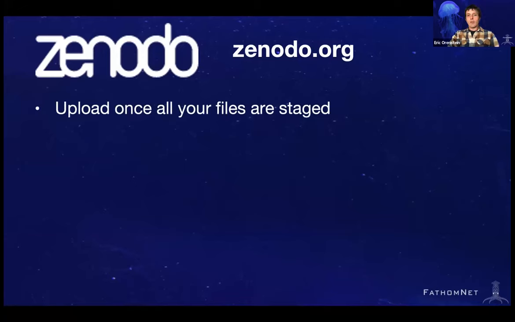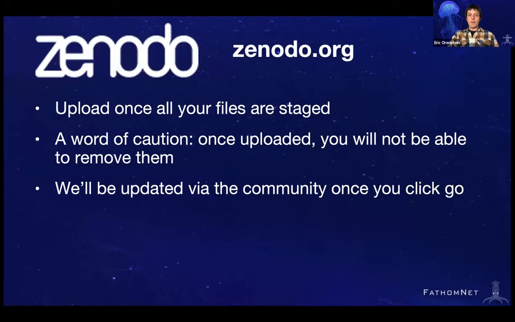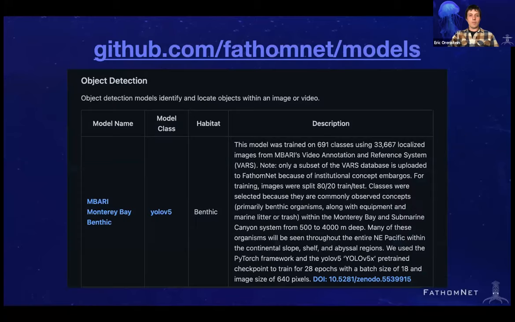So once you have all your files staged, you can go ahead and click a button and it will upload it and automatically generate a digital object identifier for your model. A quick word of caution, once uploaded, you will not be able to remove the files from Zenodo, but you are able to version them. So if you need to update them, you can do so through that. And then we'll be updated via the community feature once you click go, and then we will be able to connect automatically once we get notification of that.